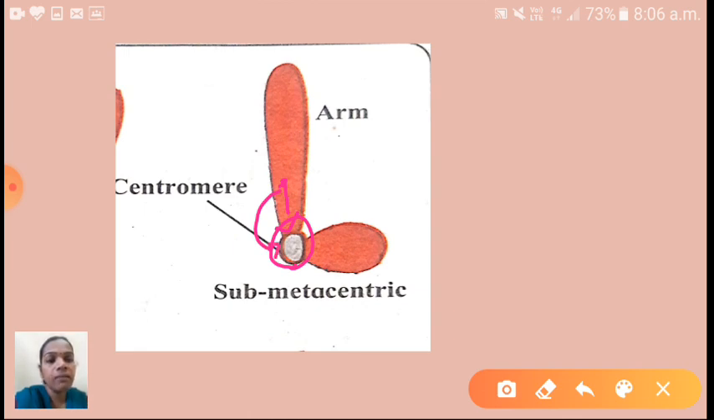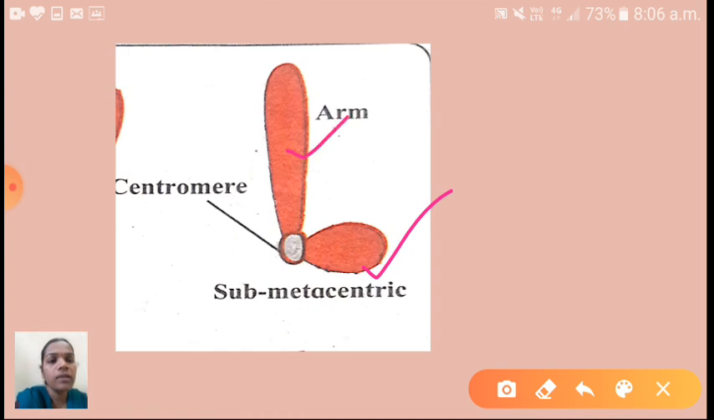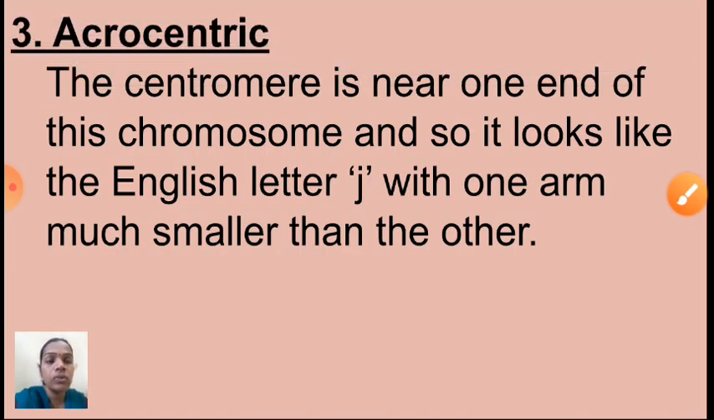And see here, one arm is shorter. See here children, this arm is shorter than this arm, so that is called what? Submetacentric. Okay, and the third one, say here, acrocentric.